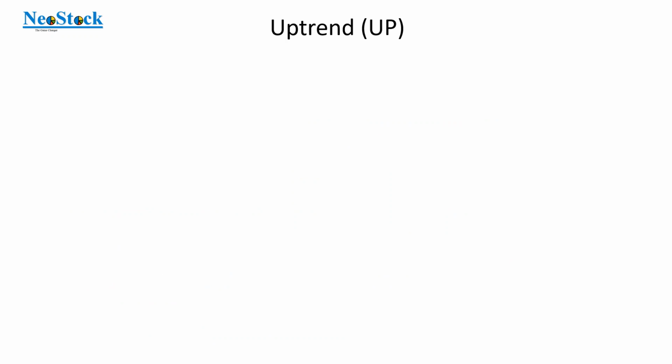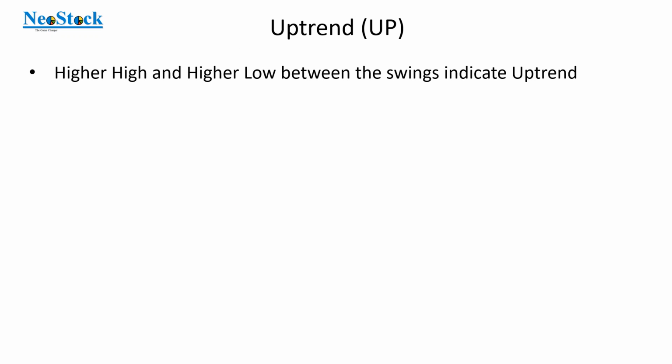So let's start with uptrend. The higher high and higher low between the swings indicates the uptrend. Previously what you learned, higher high and higher low between the candles. That is what you learned earlier. Now instead of candles, what is the point you are learning now? Between the swings. Now it is not between the candles. Now it is between the swings.